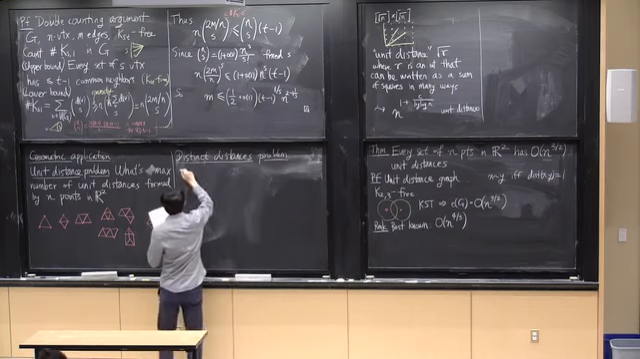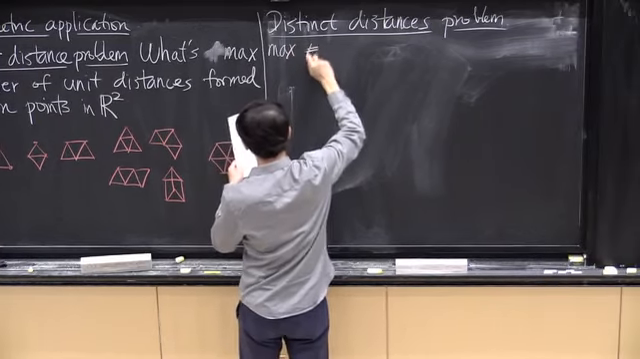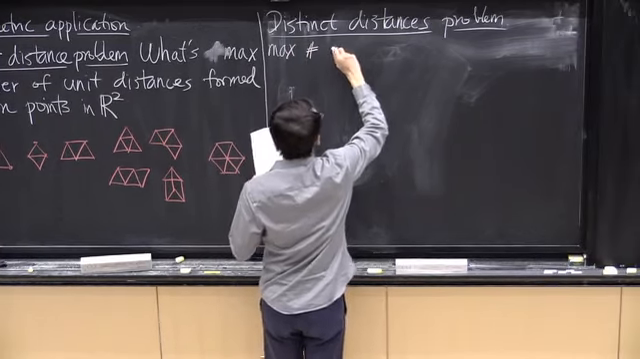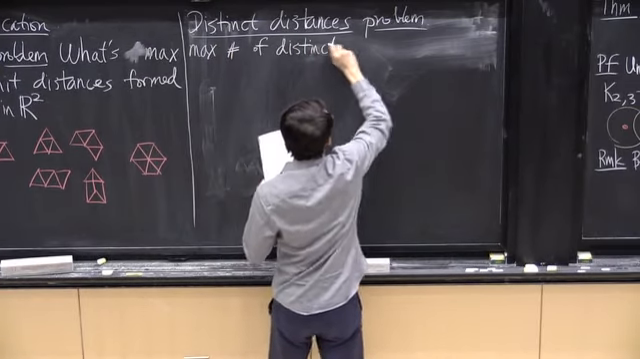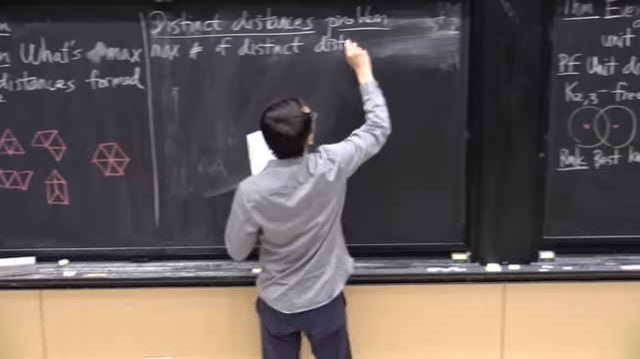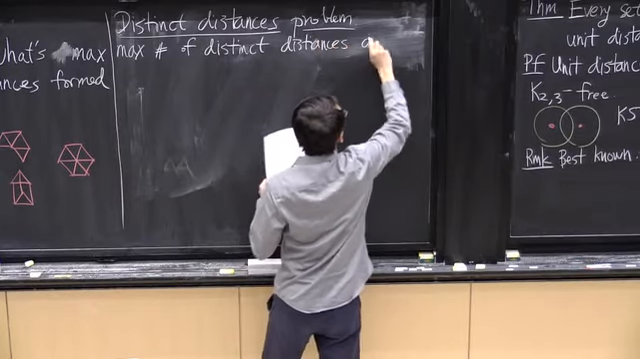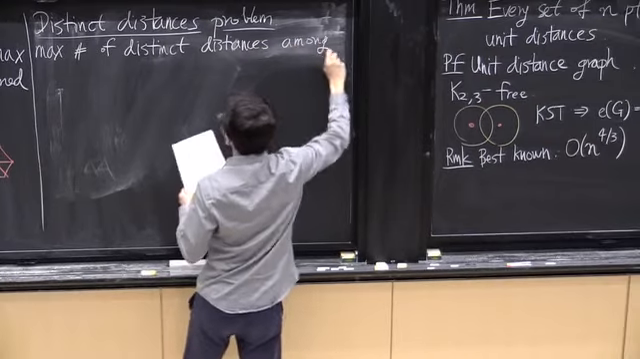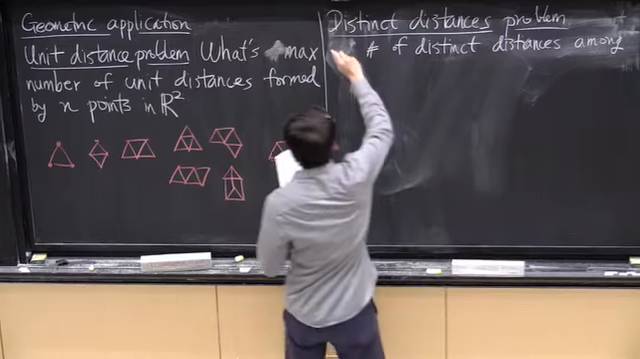Which asks for the maximum number of distinct distances among n points in the plane. Sorry, the minimum, thank you. The minimum number of distinct distances. Right, so maximum will be very easy.